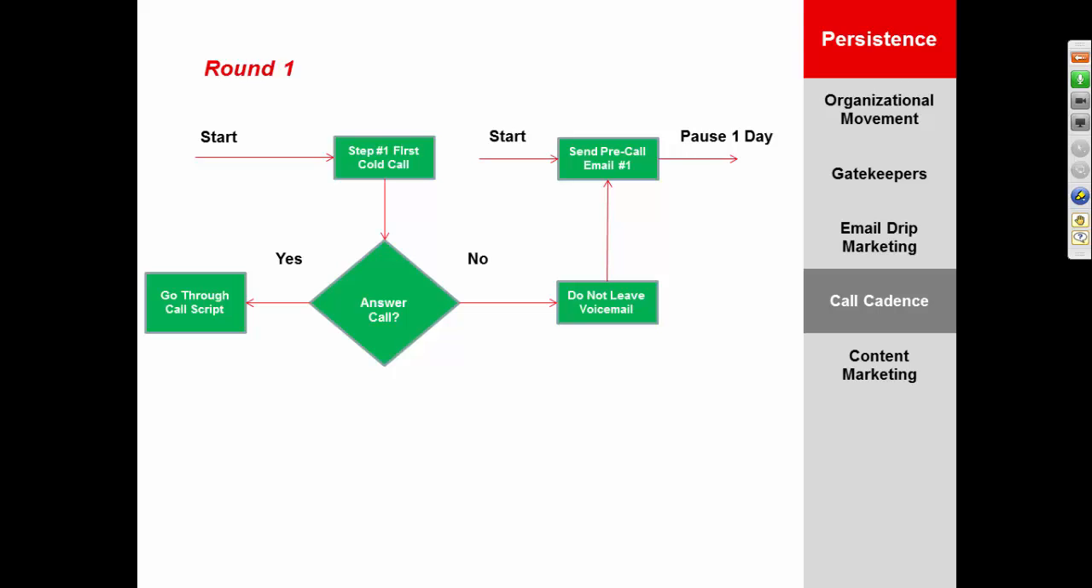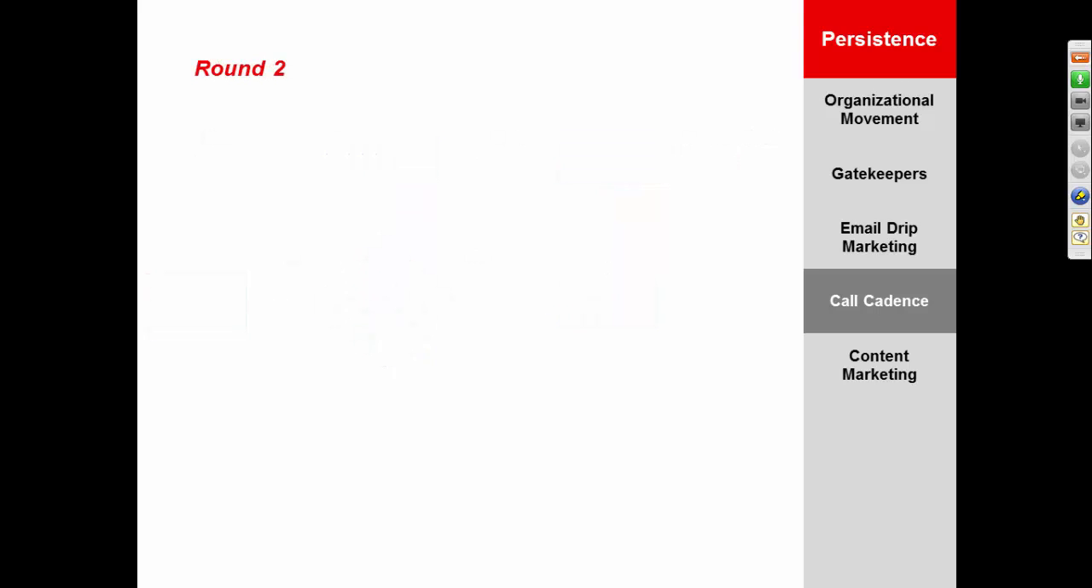Now you'll notice I did add a second start arrow here. So you could just start with this pre-call email. If you want to just start off with an email instead of calling them, you can just pick up with this call cadence at this step and skip that earlier process. That was round 1. And what we're going to do is go through 4 rounds with you on this call cadence.